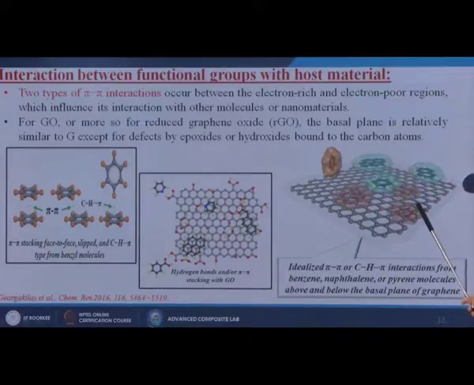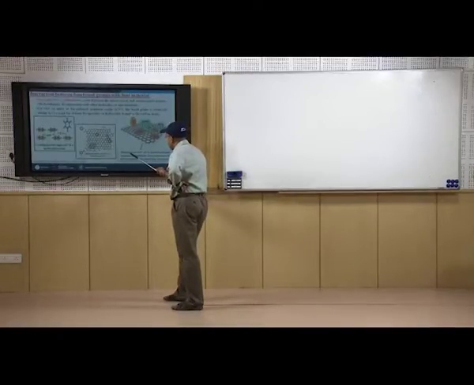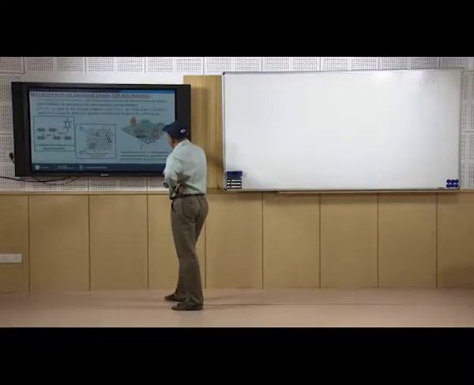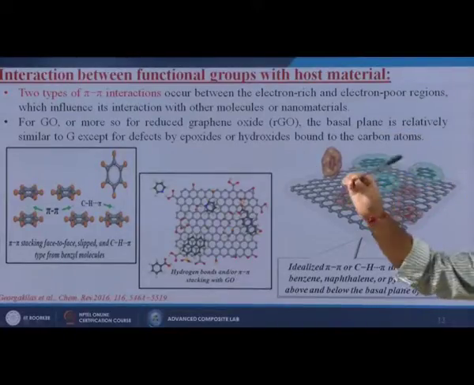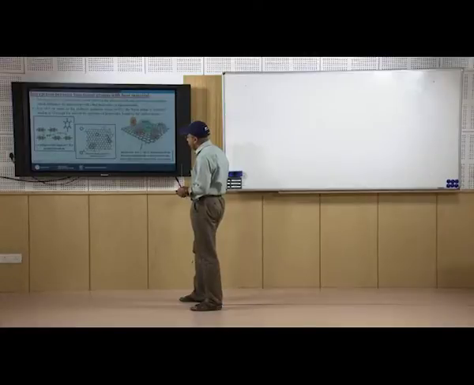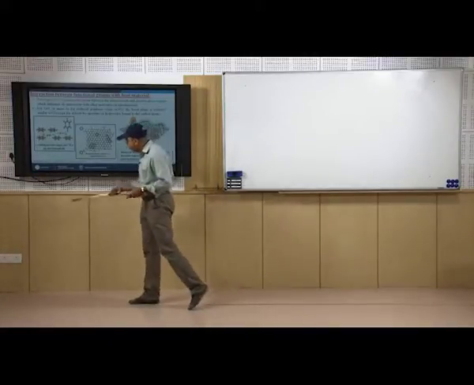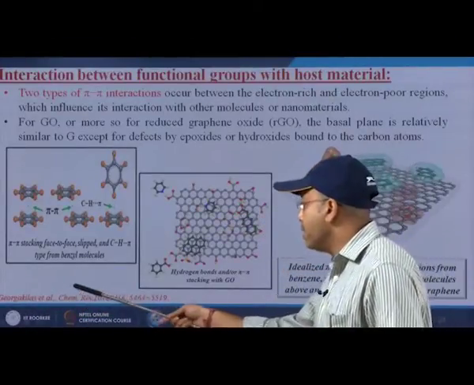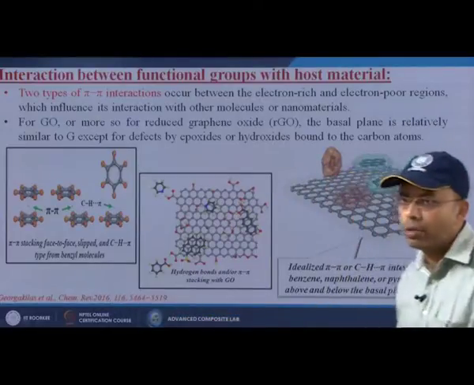Here this is also another good example of idealized pi or carbon hydrogen pi interactions from benzene, naphthalene or pyrene molecules above and below the basal planes of the graphene. As I told already, some groups are attached on top of the sheets, some groups are attached on the bottom of the sheets itself. So sometimes it gets the pi interactions, sometimes it gets the carbon hydrogen pi interactions. This is also some kind of literature review study, done by Georgakilas, who presented this paper in the journal Chemical Reviews in the year 2016.